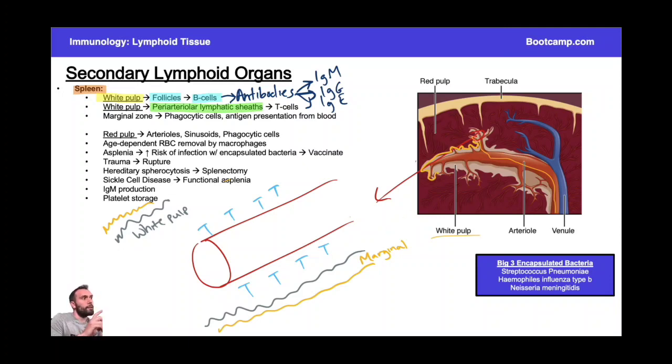Now, the marginal zone, you just have to remember there are a lot of phagocytic cells there. The antigen presentation from things that are coming from the blood can happen here. You can have macrophages or antigen presenting cells that can digest bacteria and foreign substances, and present these to nearby lymphocytes.